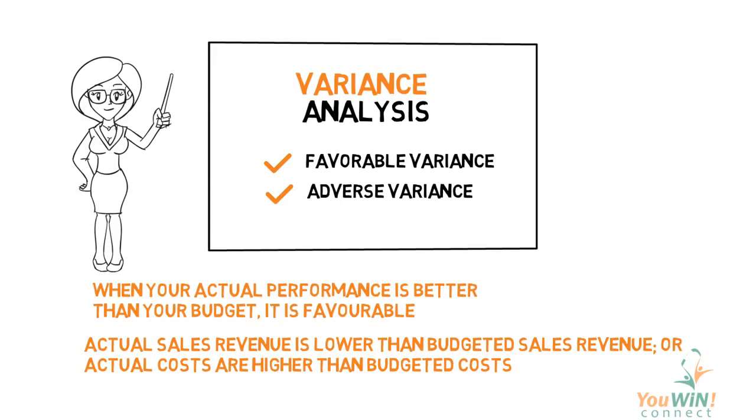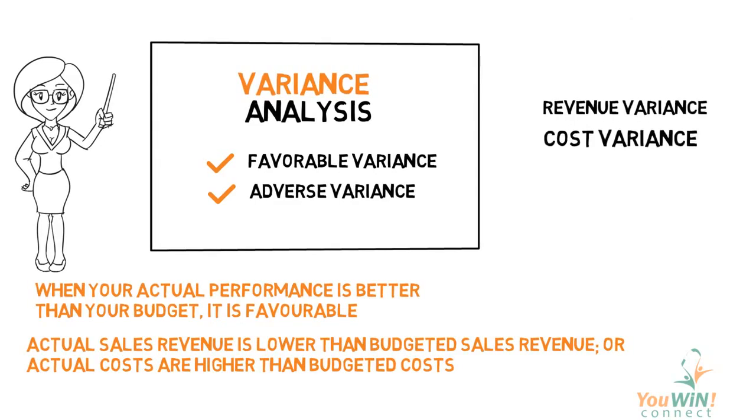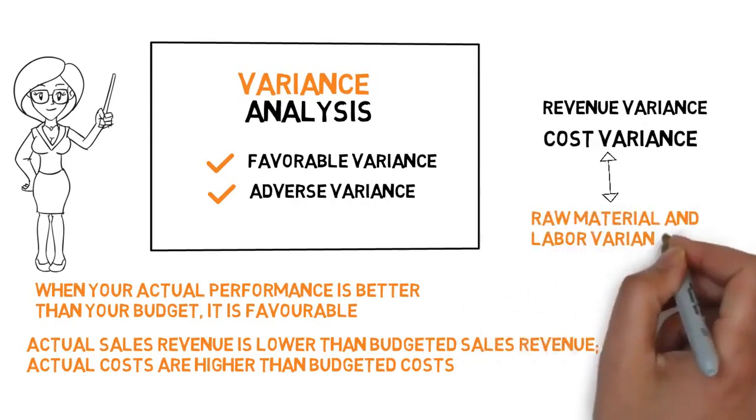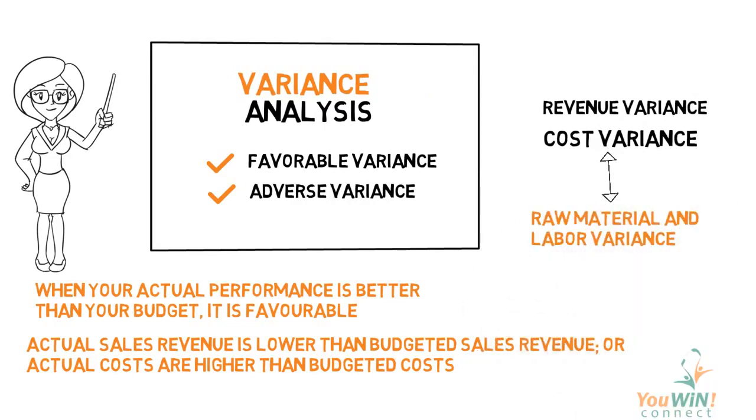So we see that the variance analysis for a profit that is declared at the end of the year is made up of revenue variance and cost variance. And cost variance is made up of raw material variance and labor variance. It is necessary to determine whether the variances are caused by the sales or the expenses when analyzing profit variance.